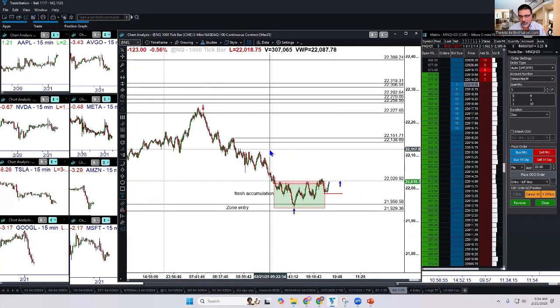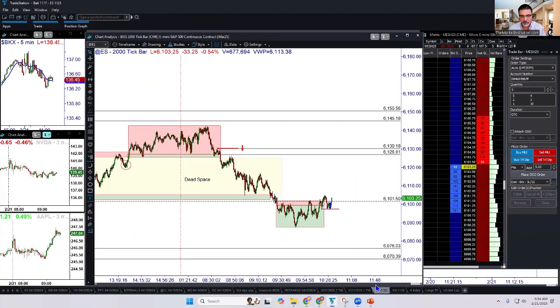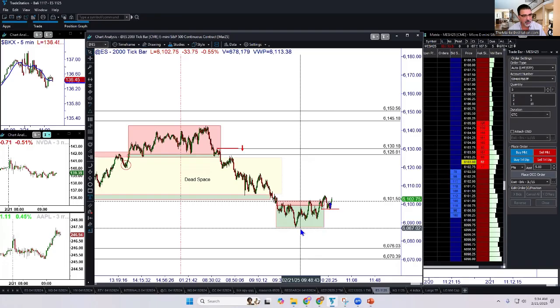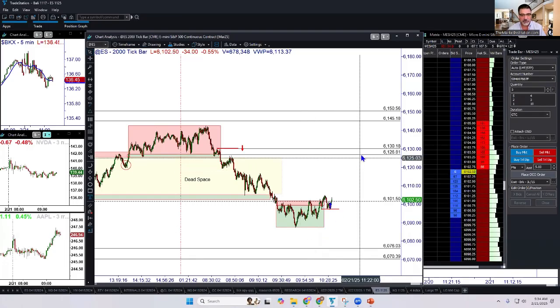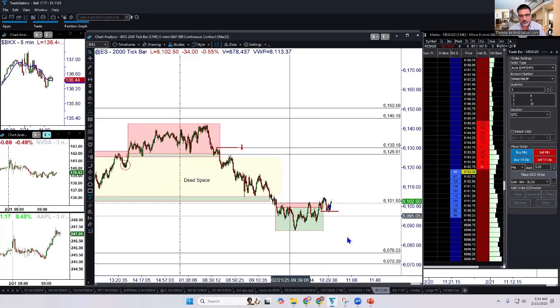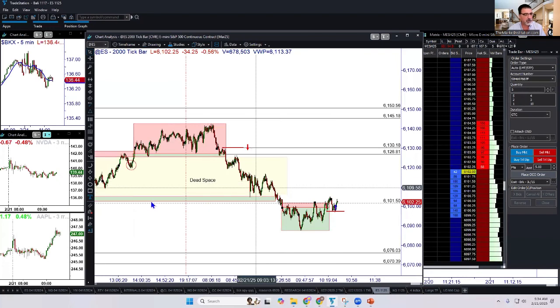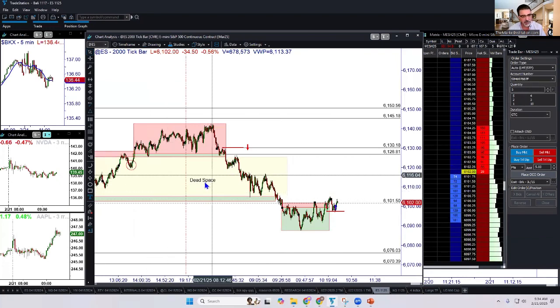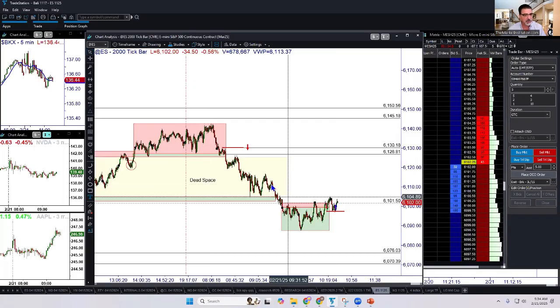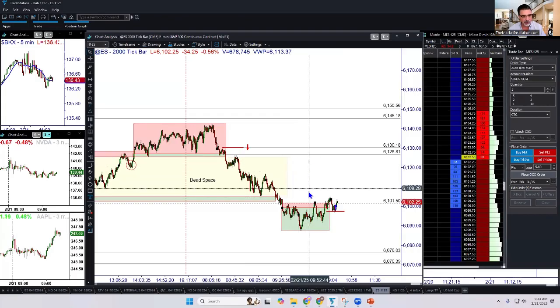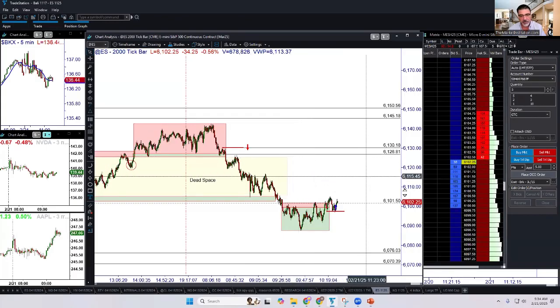We also took a trade on the S&P. Notice how it formed a fresh accumulation of orders. We had sell tickets pushing price down, and we had more buy tickets down below. Now, on the S&P, I am expecting price to move up to that 6,126, and here's why. The area in between a support and resistance area is what we call the dead space, and within the dead space, supply zones and demand zones often fail. So we are anticipating an easy price movement going back through this area.